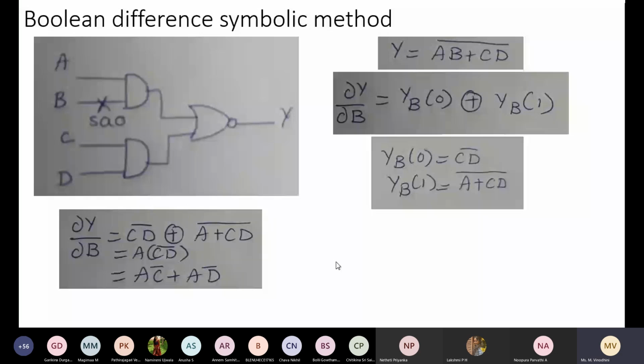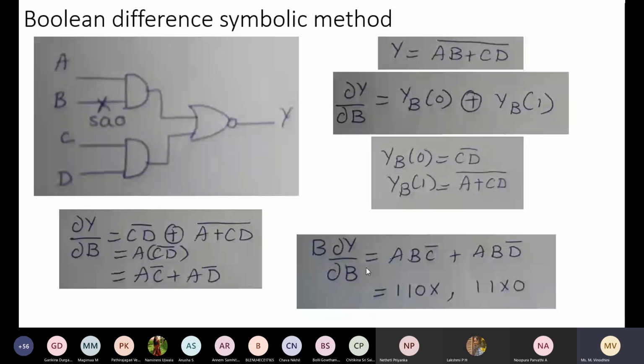If the fault is 0, I need to multiply with B. If the fault is 1, I need to multiply with B bar. Same condition wherever may be the fault. If the fault is present in A, if the fault is 1, I need to multiply with A bar. If the fault is 0, I need to multiply with A. Here the fault is 0, so I multiplied with B into do Y by do B. So similarly with this expression also I need to multiply B.